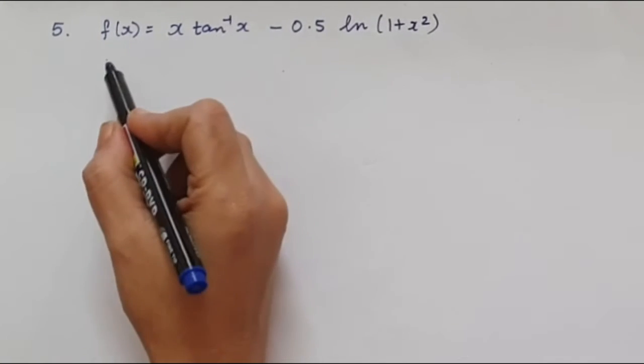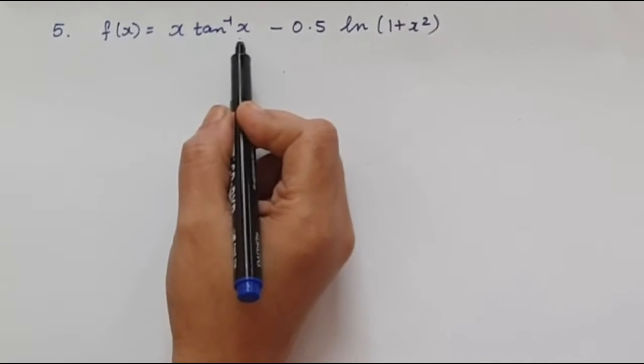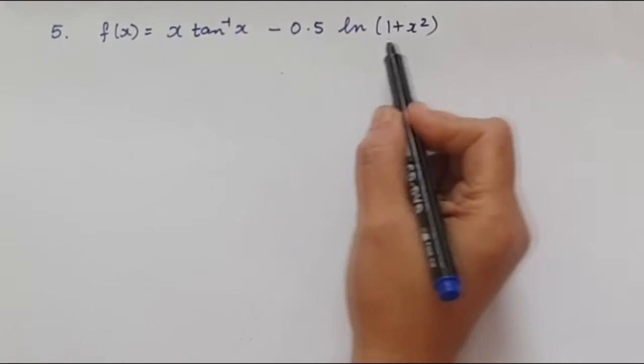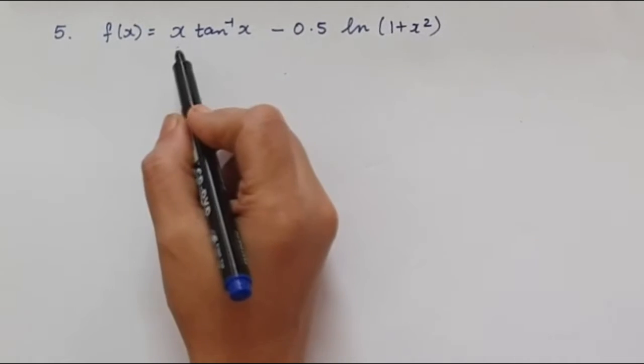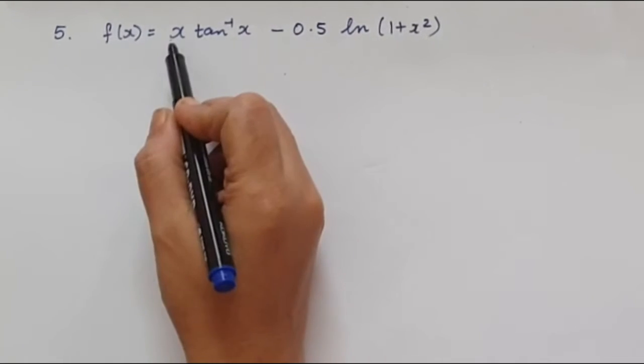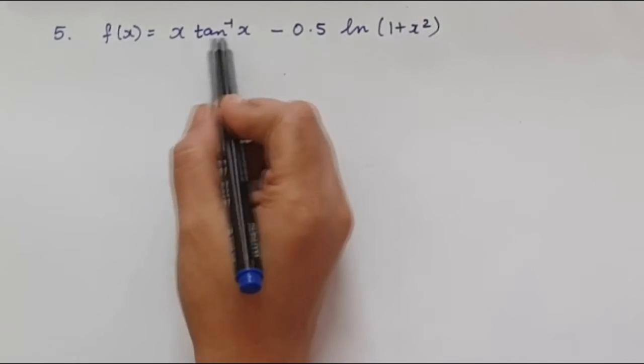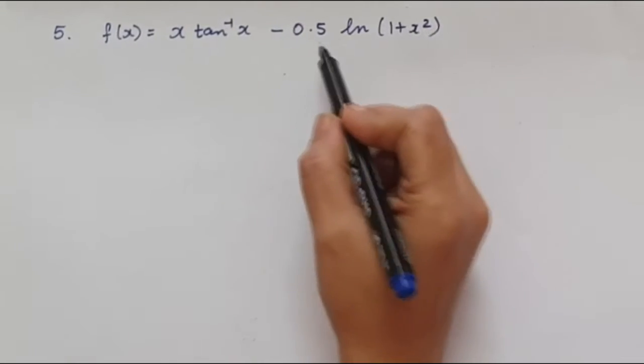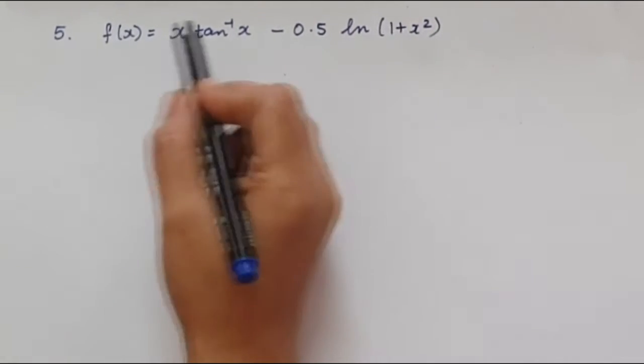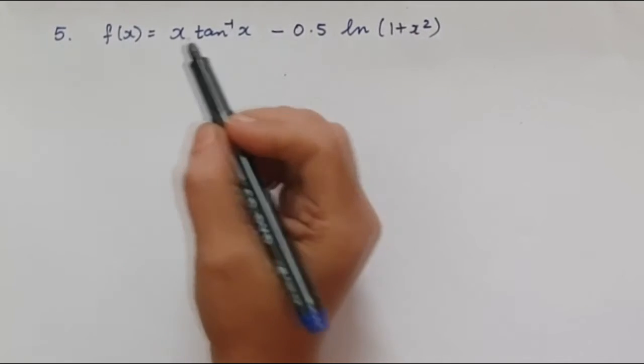The fifth question, f of x equal to x tan inverse of x minus 0.5 ln 1 plus x squared. So when we see here, this is a product. Here there is an x and tan inverse of x, so it is in the form of a product. But this is a normal expression. So for this alone, we'll apply the product rule.